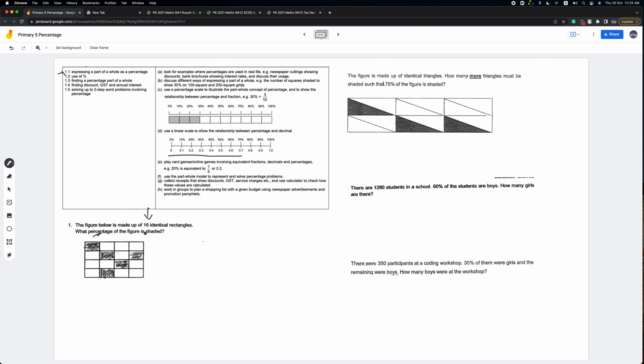So we want the shaded part. That's why it's called part of a whole. The whole thing is 16 and we want only the shaded part. And how many shaded parts? 1, 2, 3, 4, 5 shaded parts. So as we have done before, my preferred way is to make it into a fraction. Numerator 5, denominator is 16, and all we need to do is multiply by 100. That's all. Okay, what percentage is shaded?